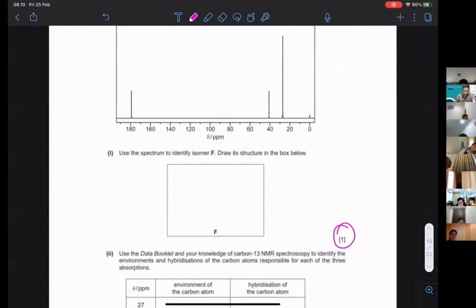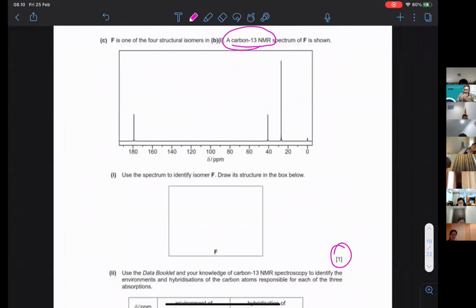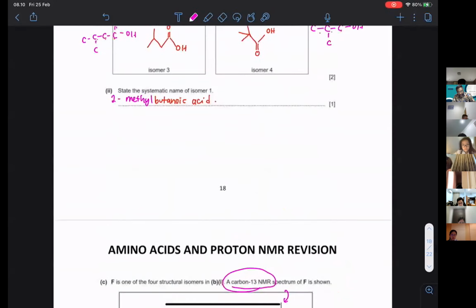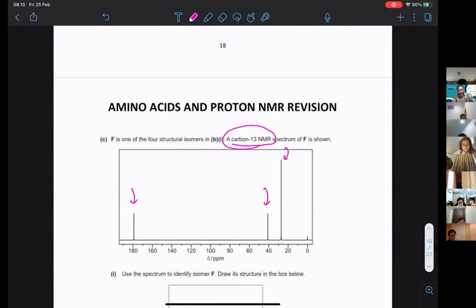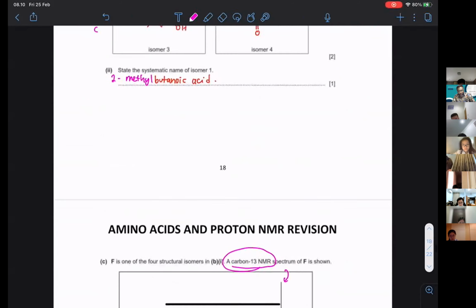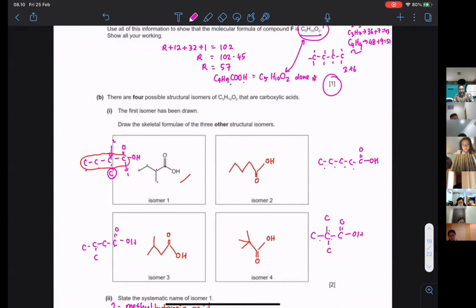Here, what I see is 3 environments for the carbon. So what you need to do is find out what is isomer F. They say one of the isomers here is isomer F, so go and find out which one from here has 3 carbon environments. That is the only thing that you need to do.